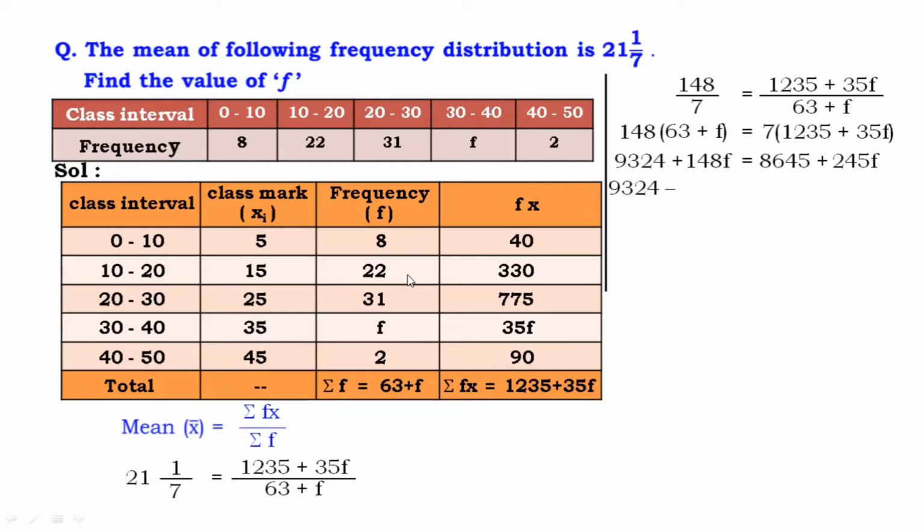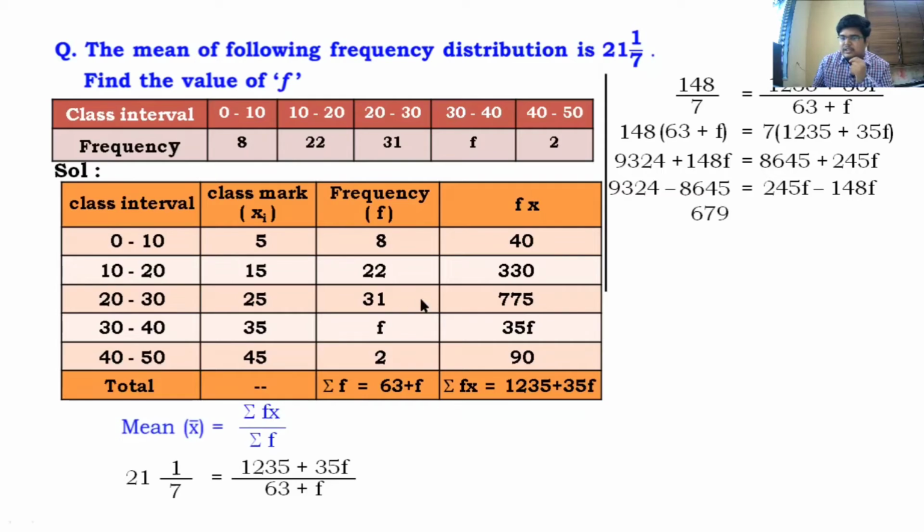I'm not going to read all the numbers in the calculation. I'm sure you guys will manage this. The calculation here is a little lengthy, but I'm sure you will handle it. So here you should get the final answers. 97f is 679. So f is 679 upon 97, which means f is 7. So that's the final answer. The missing frequency is 7.